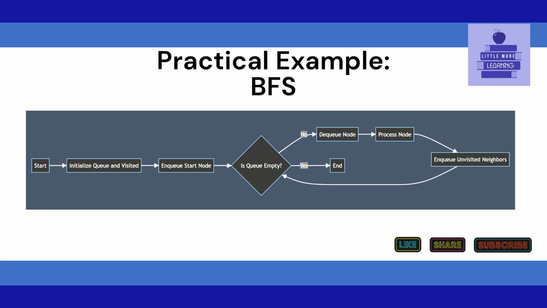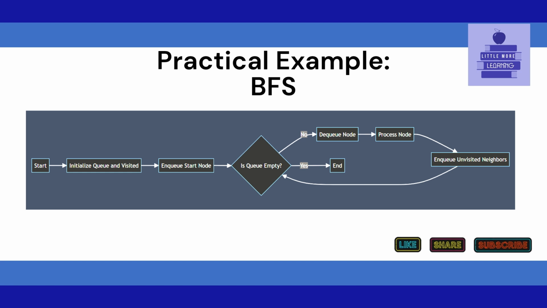In this flowchart, Step 1, start of the BFS algorithm. Step 2, initialize the queue and visited list. Step 3, enqueue the start node. Step 4, check if the queue is empty. If no, proceed with the BFS. If yes, end the algorithm.